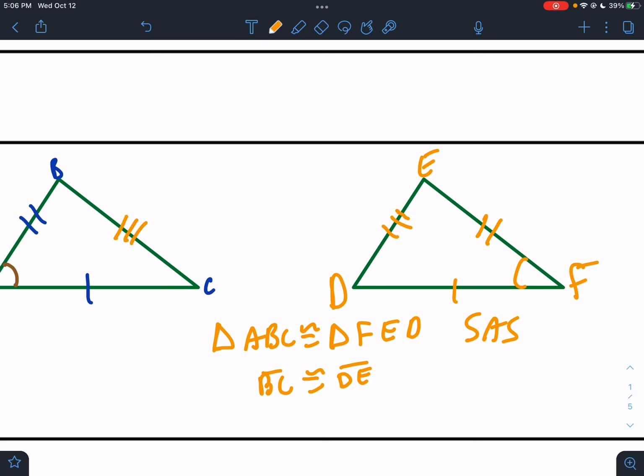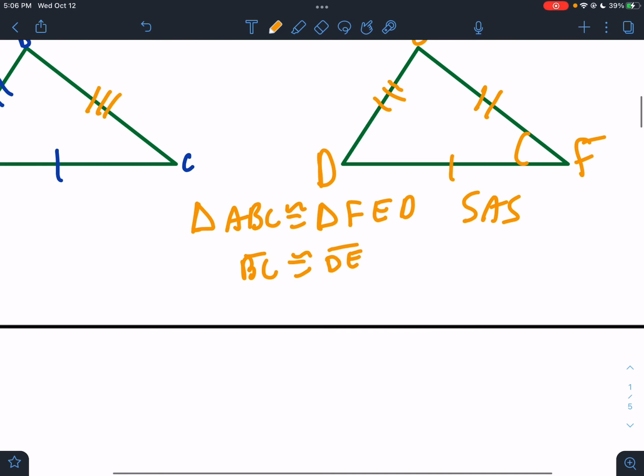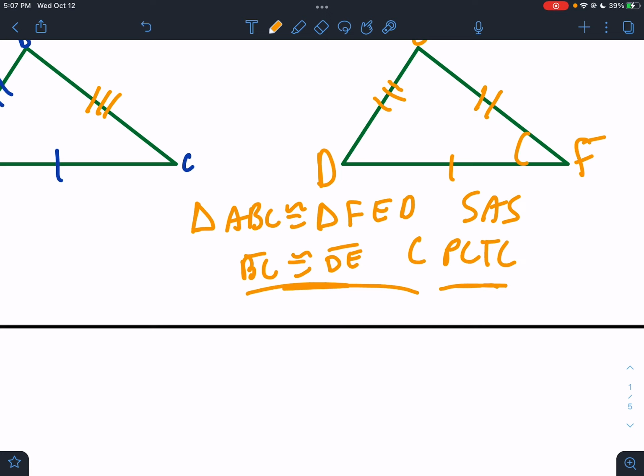We know those sides have to be equal now. Doesn't matter if you call it DE or ED. And we know that. How? Say it fast. CPCTC. So this is the kind of thing we'll be doing in proofs here soon.